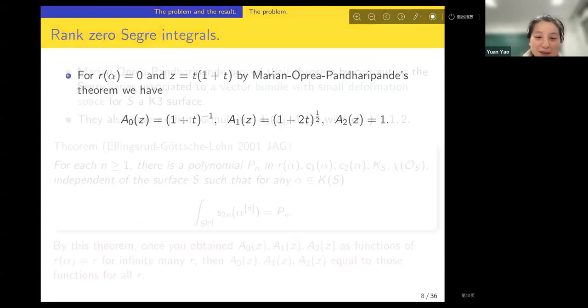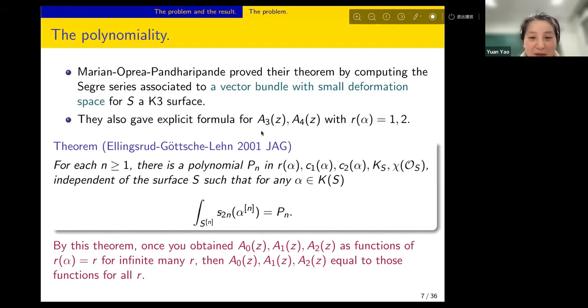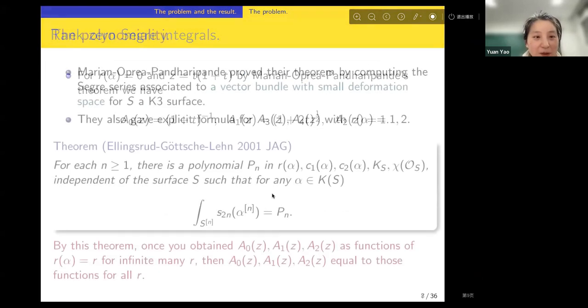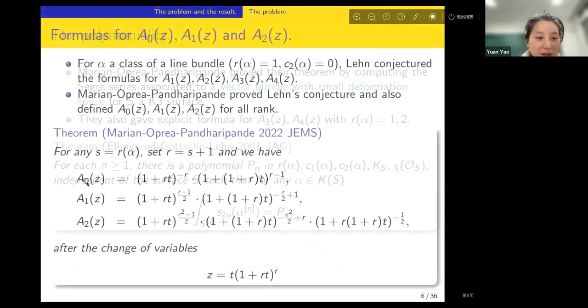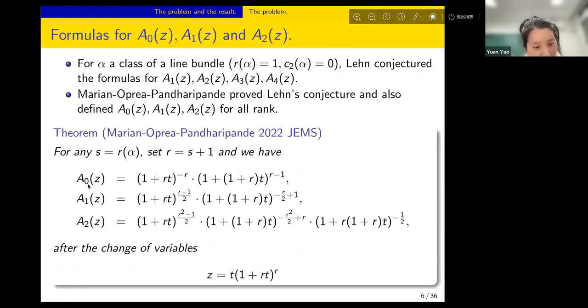Okay. So they also give the explicit formula for rank 1 and rank 2. And how about rank 0? So they give a conjecture. So for rank 0, we already know A3, A4. So there are 5 series, right? So we already know the first 3 and there are 2 left.